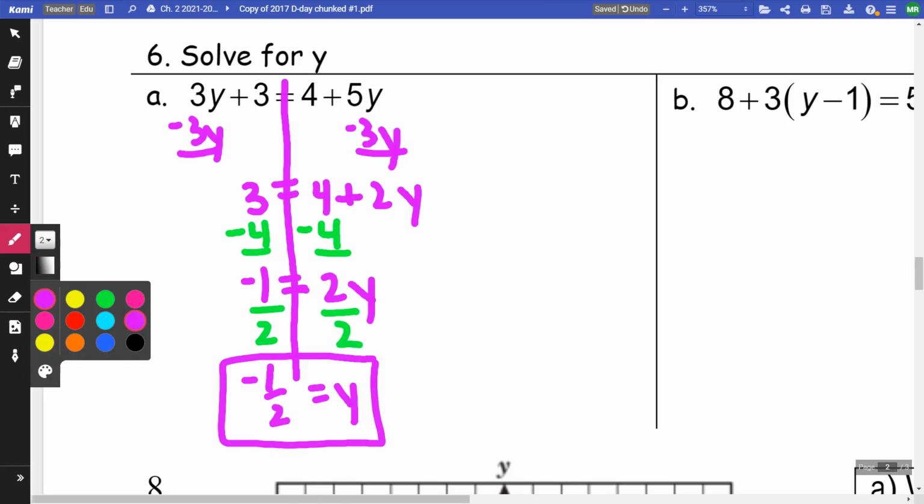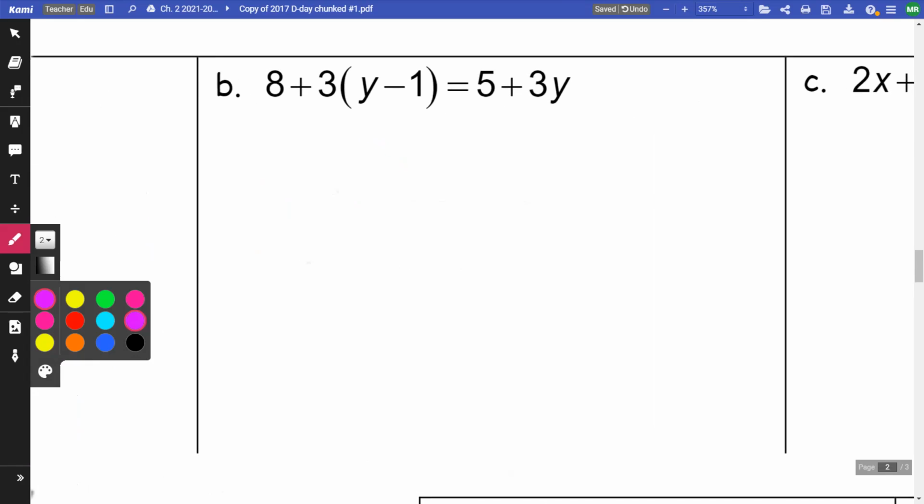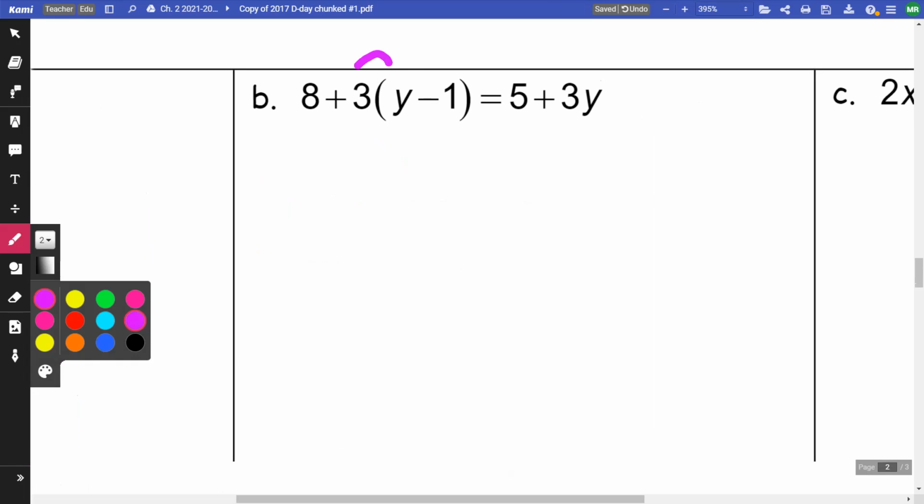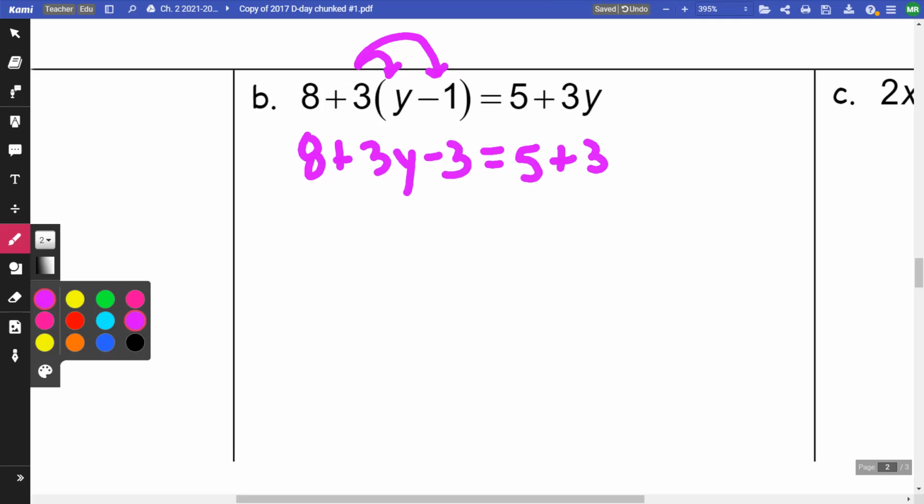Now on B, we have a lot of stuff here we have to deal with. I personally would distribute this 3 first. Do not take the 8 plus 3 and get 11. That's no, no, no, no, no. So I'm going to distribute my 3. I get a 3y. 3 times a -1 is a -3. It has to multiply with both the y and the -1 equals 5 plus 3y.